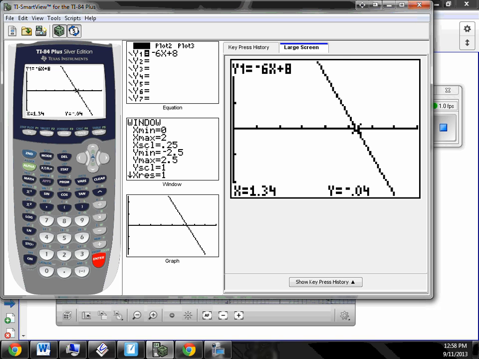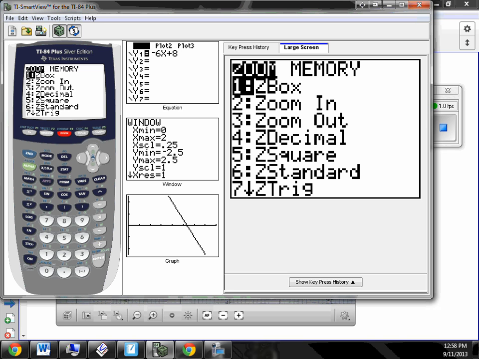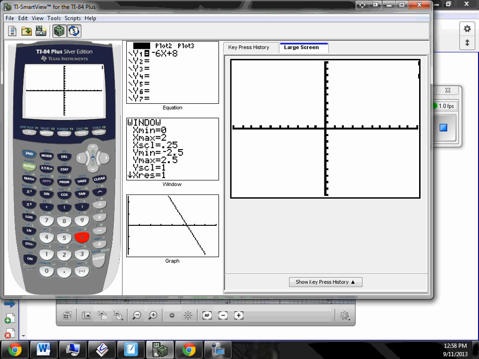But if you're ever off the normal window and you want to get back to the normal window, there's a really easy way to do it. You just push zoom, and then in all these zooms, number 6 is standard. So we want to do zoom 6. And that will take us back to that 10, 10, 10 window.